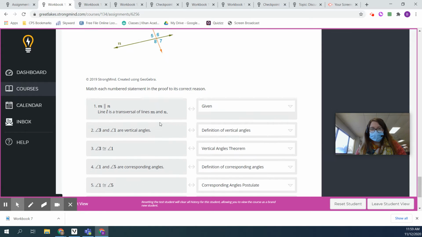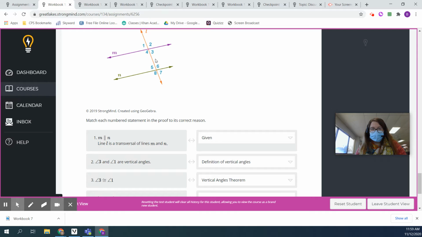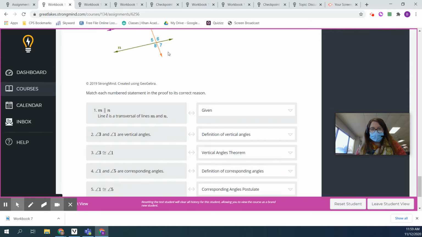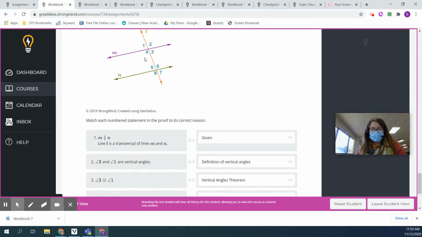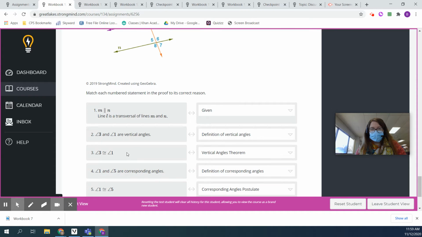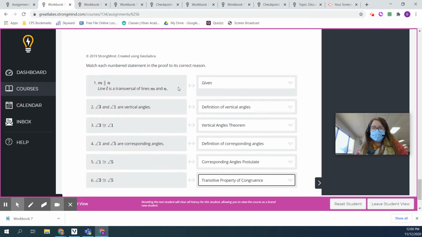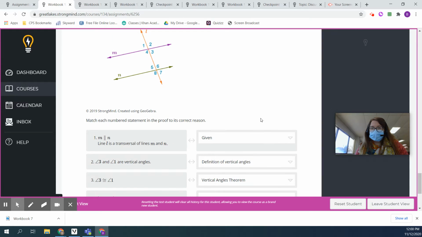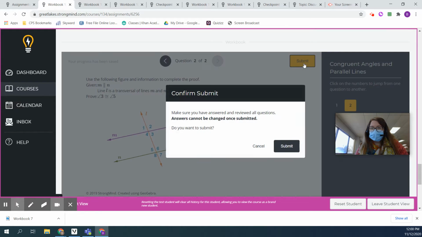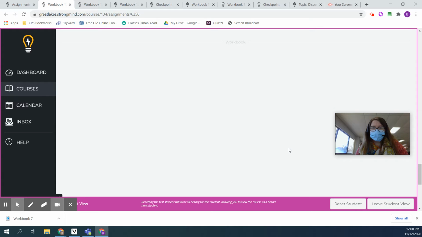Substituting in. So it's saying that 1 and 3 are vertical angles. Then it says that 1 and 5 are corresponding angles. And then since 1 is congruent to 3 and 1 is congruent to 5, then 3 must be congruent to 5. Cool. So that would be by transitive. Okay. Submit that. That is 12.1.